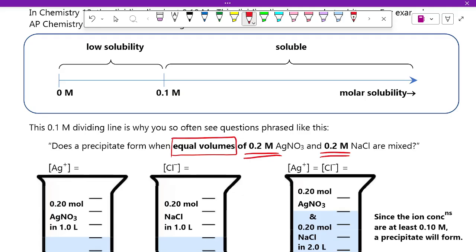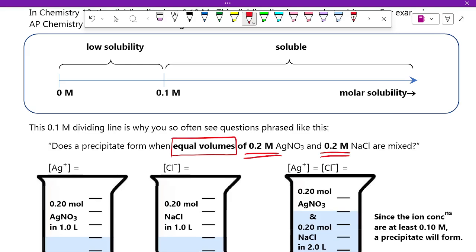Anybody remember what happens to concentrations when you mix volumes? They dilute. Yes? And if you mix equal volumes, what happens to any concentrations? It'll dilute the same amount. Okay, let's do the math on it.